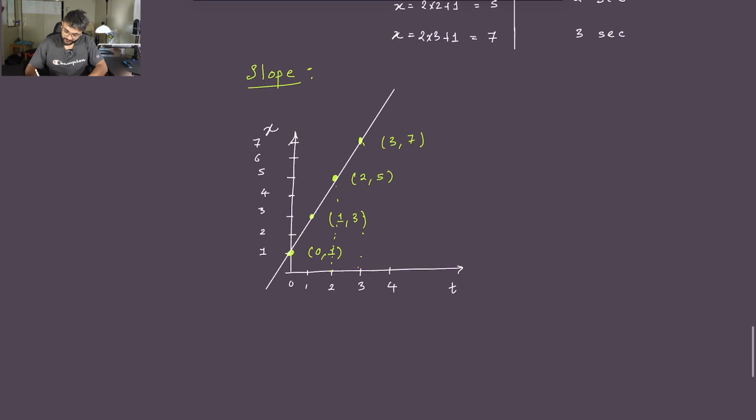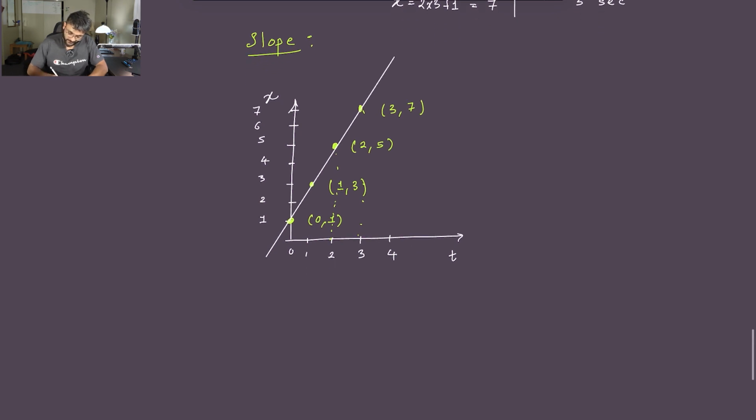Now slope is given by y2 minus y1 divided by x2 minus x1. It's going to make sense in a minute. Let's say I'm talking about the slope between these 2 points. Let me just highlight that region. So I'm talking about this region.